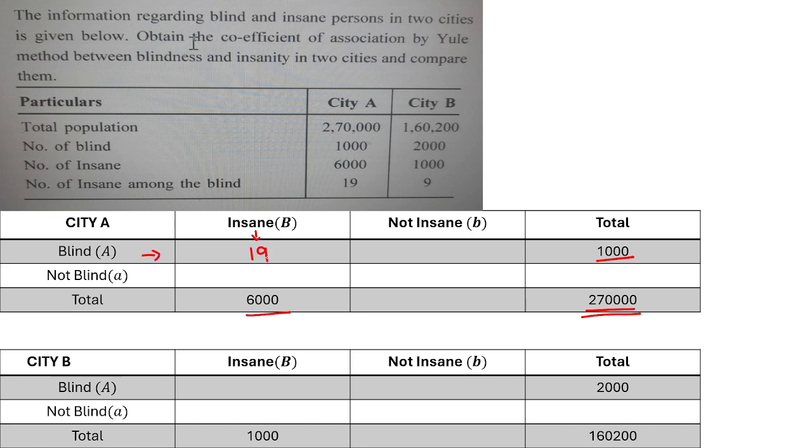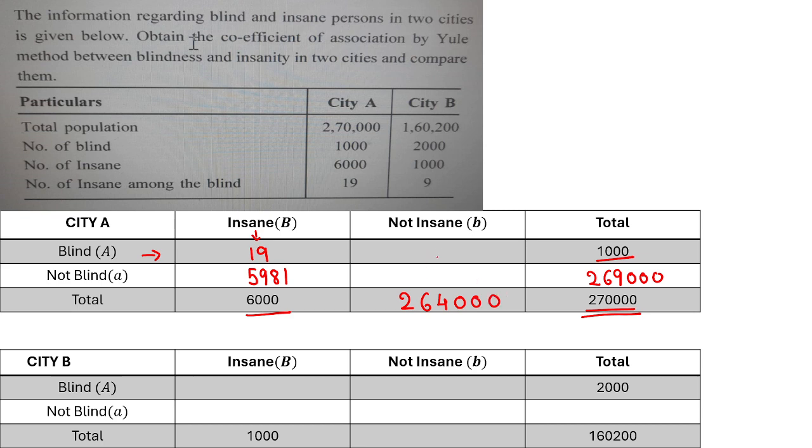So by using this, what can I write? First of all, if there are 19, the non-blind among insane would be 6000 minus 19. That is going to be 5981. Also, if I observe from this 2,70,000, if I remove 1000, what do I get? I get 2,69,000. Similarly, from this, if I remove this 6,000, what do I get? It is nothing but 2,64,000.